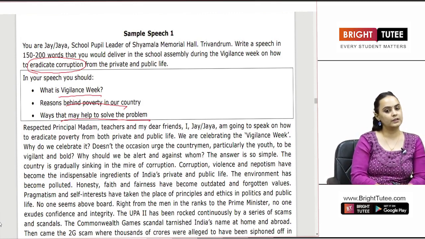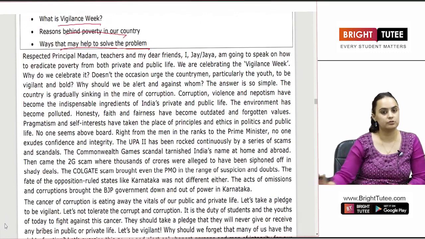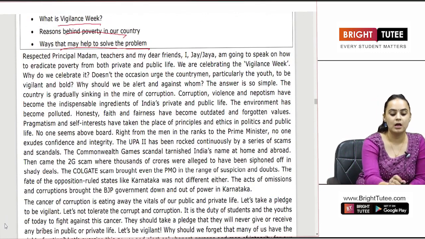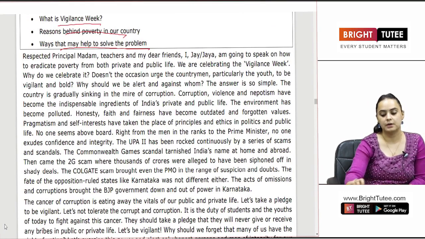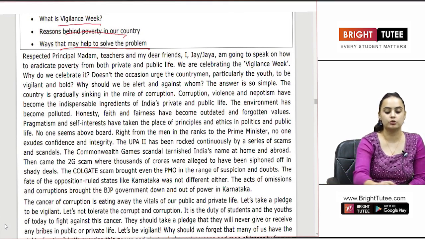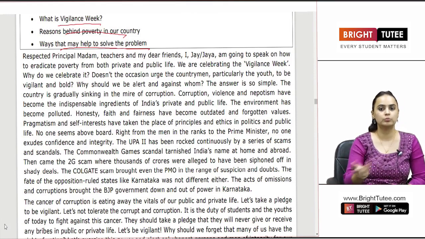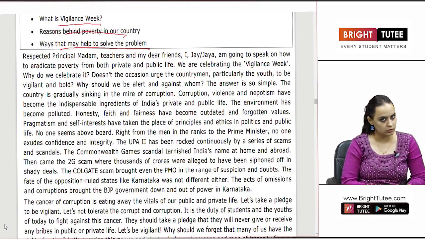So, like I told you, there's no heading that we give to the speech. We straight away start speaking. Respected Principal Madam, teachers and my dear friends, I, Jay or Jaya, am going to speak on how to eradicate poverty from both private and public life. Eradicate, remove poverty from both private and public life.